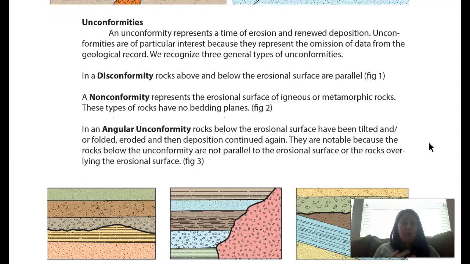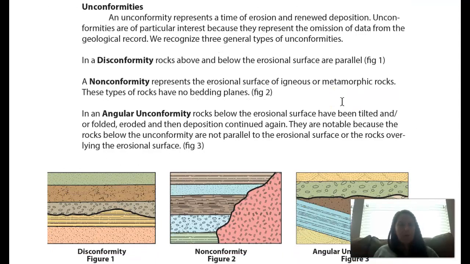Again, remember that an unconformity represents a time of erosion or non-deposition that occurred, and then it's followed by renewed deposition. Unconformities are of particular interest because they represent the omission of data from the geological record. There are 3 different types of unconformities, as we saw in lecture. The first one is a disconformity, where you have horizontal sedimentary layers below the unconformity and horizontal sedimentary layers above the unconformity.